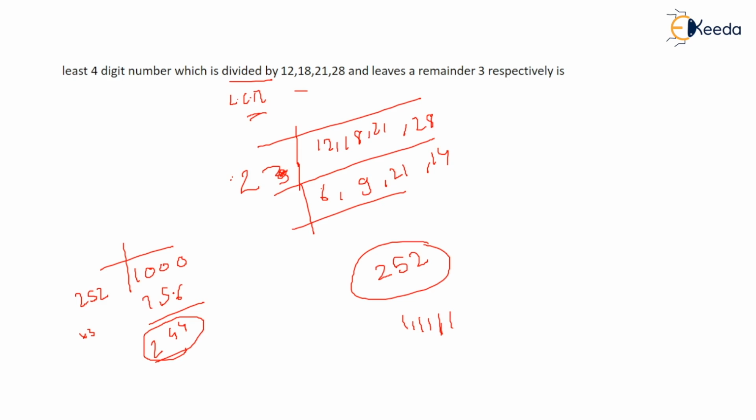So what is asked of you? They ask you to find the least 4-digit number which can be divided. So this was what? This was the last number. So if you add 252 to this number, it will be the least 4-digit number, because this is 3-digit. After you add 252, it will be the first 4-digit number. And they ask that it leaves a remainder 3. So for 3, what will you do? You just add 3 to it. So the answer will be 1011.